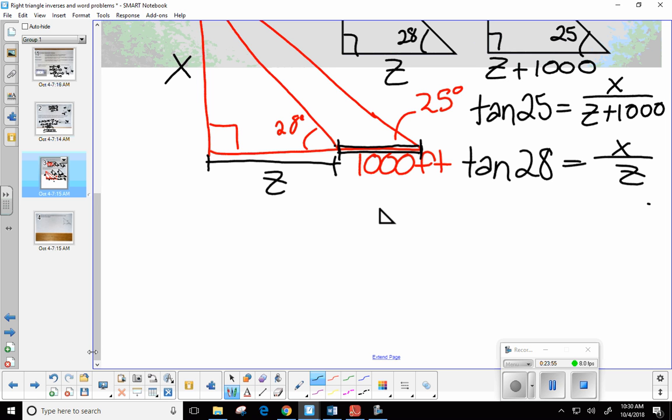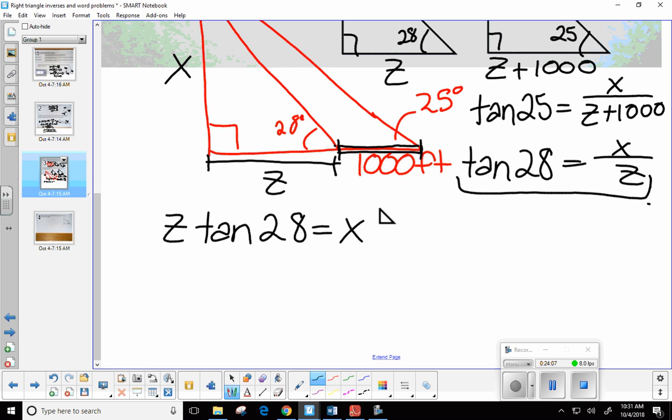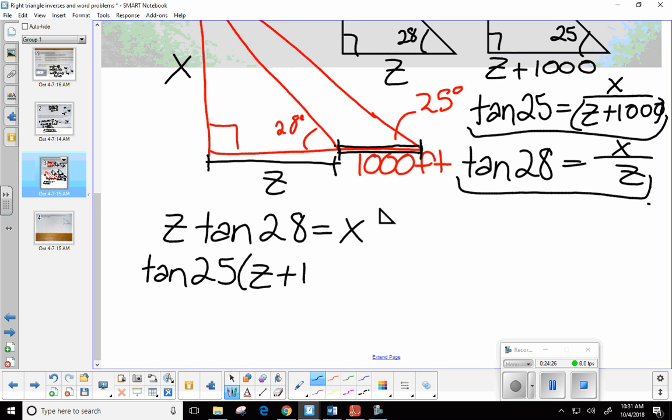Great. And so with this one, we'll start with the tan of 28 right here. We have z tan 28 equals x. And then with this one on the top, I'll write it under, that the tangent of 25, and then we have the parentheses because we're multiplying it by the z plus 1,000, so we have the whole thing of z plus 1,000 equals x.